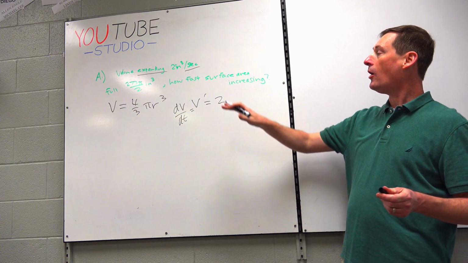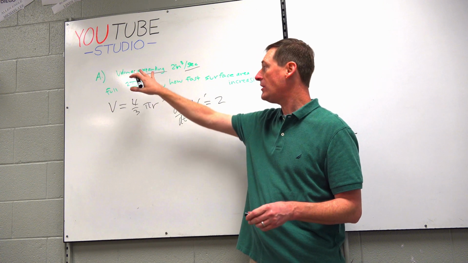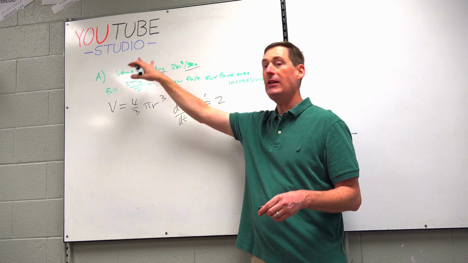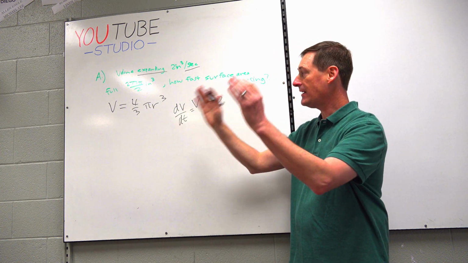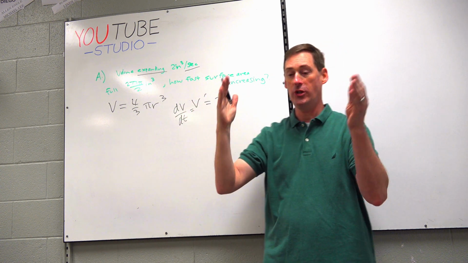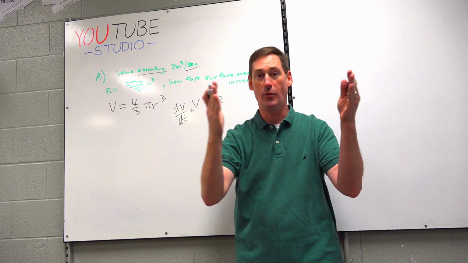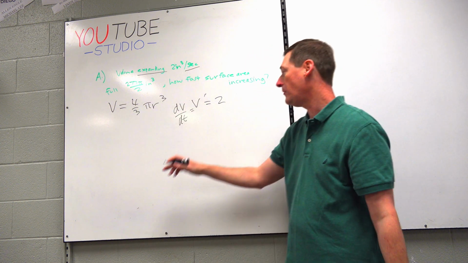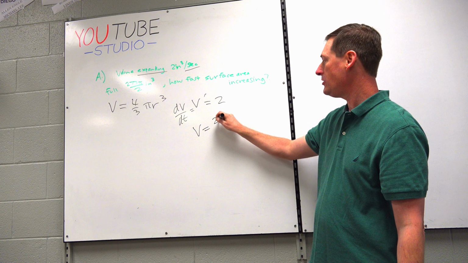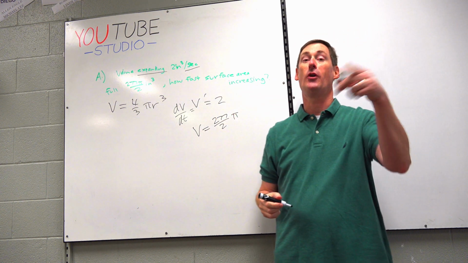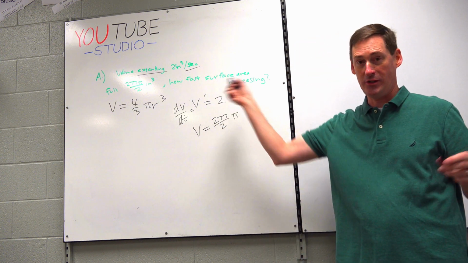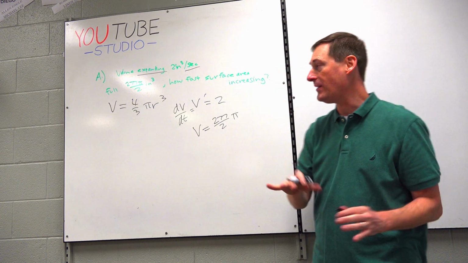Also, when the basketball is full, it reaches this many cubic inches. Is that changing? No. That's not cubic inches per second. That's like a snapshot in time. That's just a how much, original function, volume. Volume is 277 pi over 2, okay? How much is always the original. How fast is always the derivative. That's a big deal in this class.